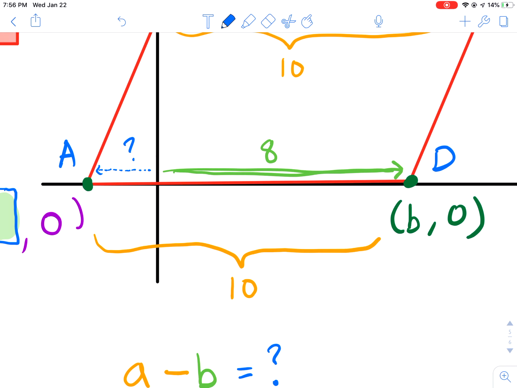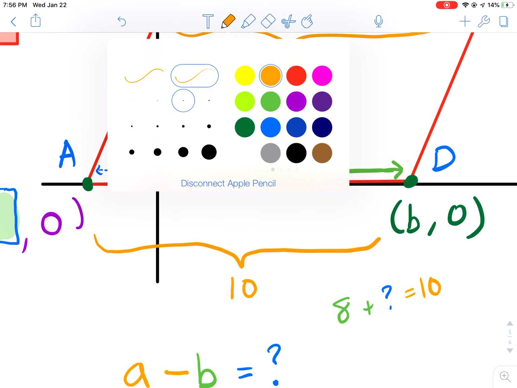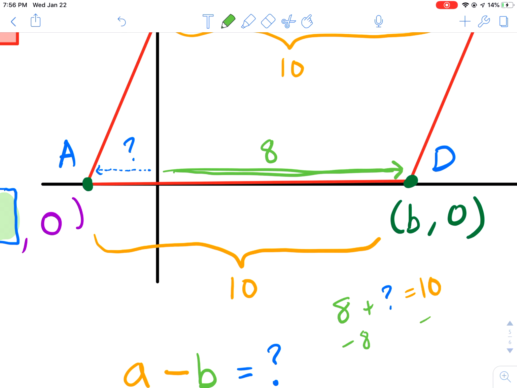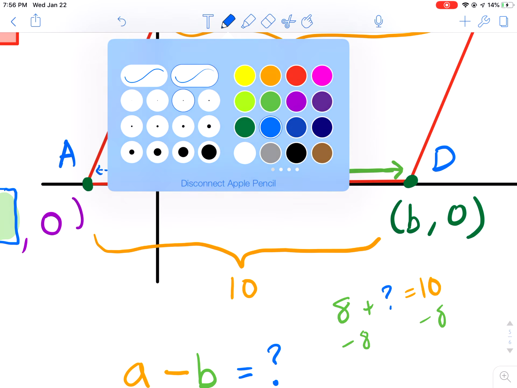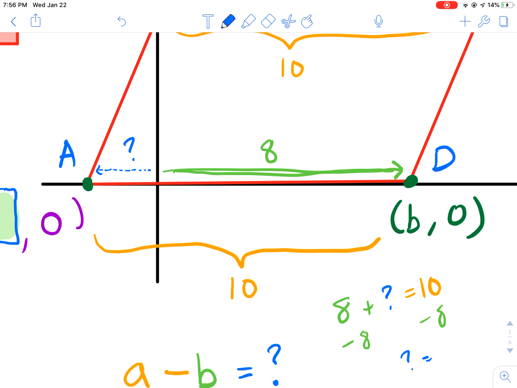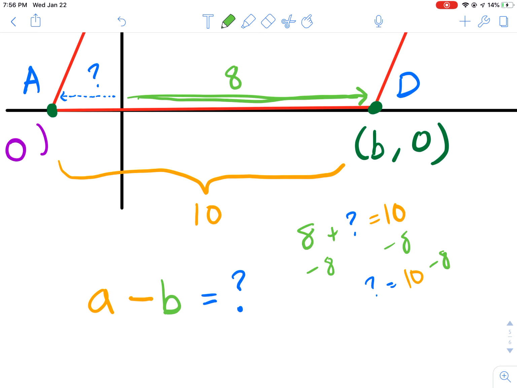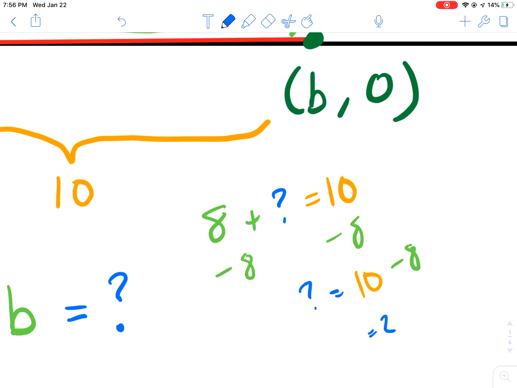Well, that's a simple math problem. We would know that 8 plus the question mark equals 10. And with simple algebra, we could subtract 8 from both sides and discover that the question mark is equal to 10 minus 8, or 2.